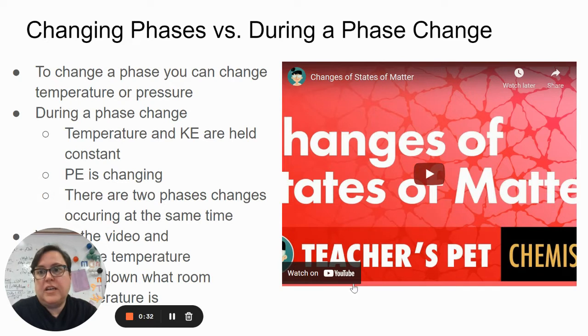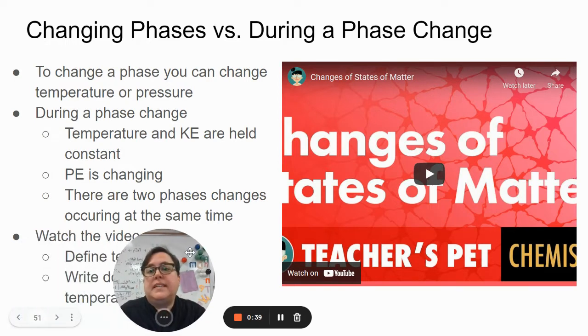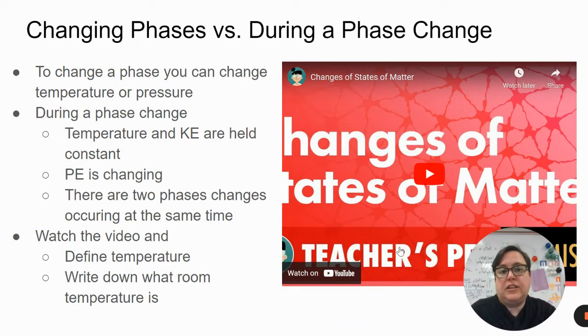During the phase change, the temperature and kinetic energy are held constant, meaning they don't change. Potential energy, though, is changing during a phase change. So again, temperature and kinetic energy don't change. So when water is boiling, it boils at 100 degrees Celsius and it will stay 100 degrees Celsius until all of the water has turned to vapor. When water freezes, it freezes at 0 degrees Celsius and it will remain at 0 degrees Celsius until all the water has turned to solid.